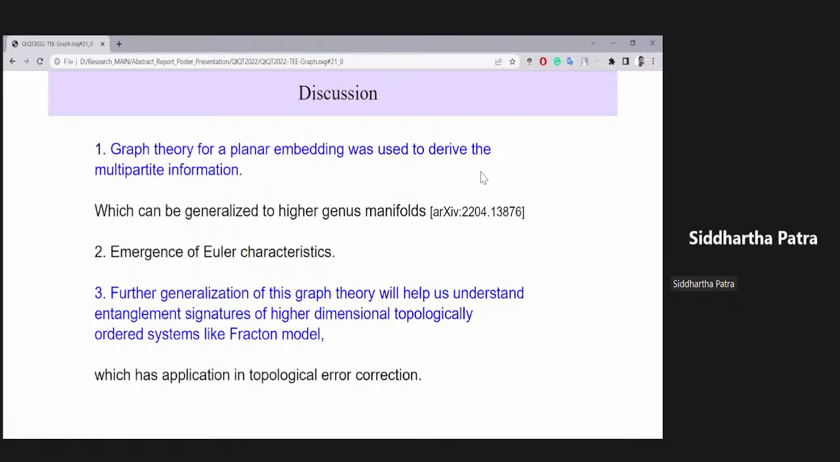Now, what can we do further with this thing? We have only used the planar embedding of this graph to derive the topological entanglement entropy. We have already generalized in another work, as can be seen in the arXiv work, where we have generalized this for higher genus manifolds, which can be used to describe higher dimensional topologically ordered systems, and which has further application in topological error correction. Another important thing is using the higher dimensional graph model, we have actually derived or shown the emergence of Euler characteristics in a very general setting.